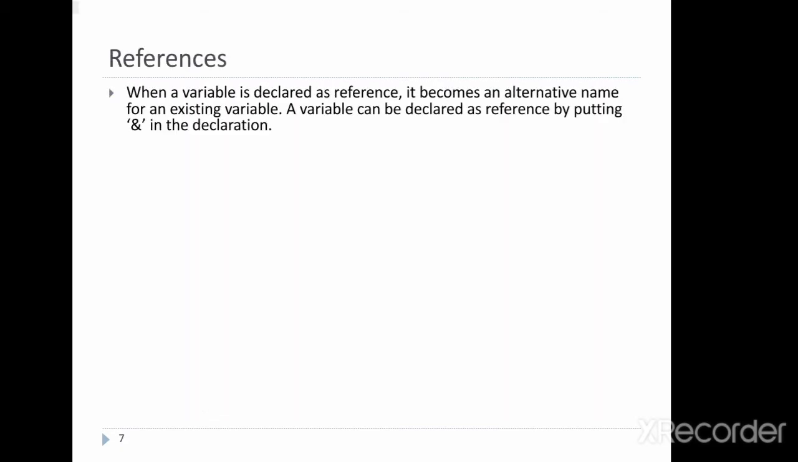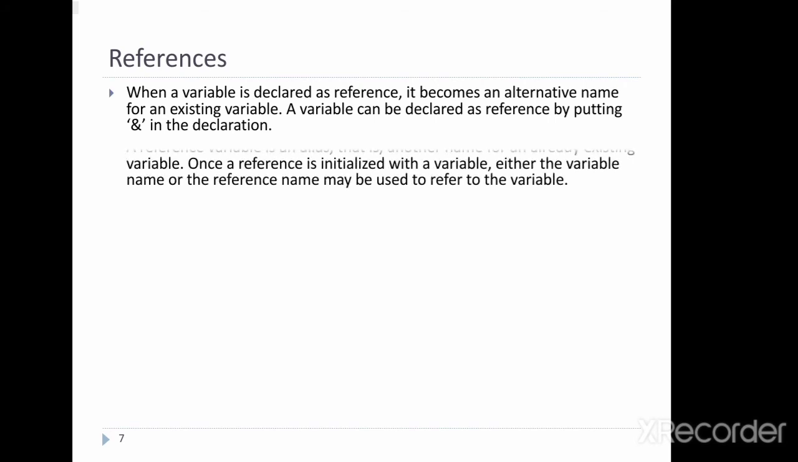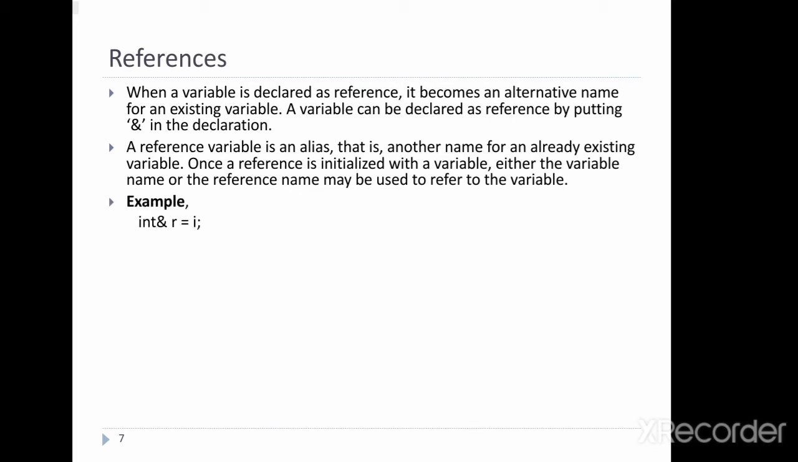So now next one is the references. When a variable is declared as a reference, it becomes an alternative name for an existing variable. A variable can be declared as a reference by putting & in the declaration, and a reference variable is an alias, that is another name for an already existing variable. C++ has a feature which is related to pointer, that is a reference, and a reference is an implicit pointer.